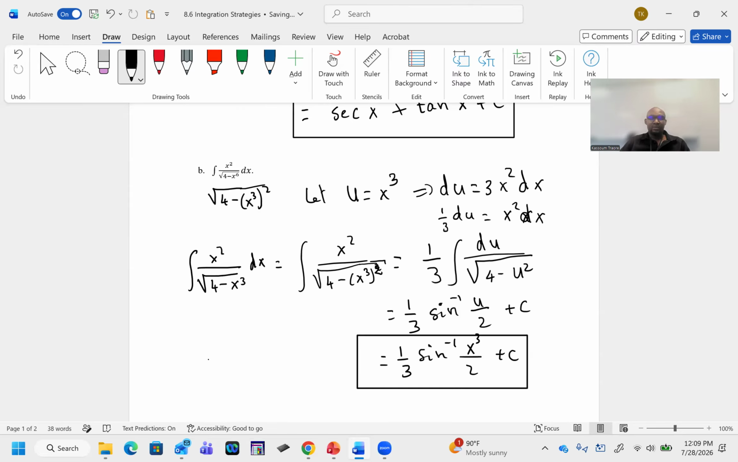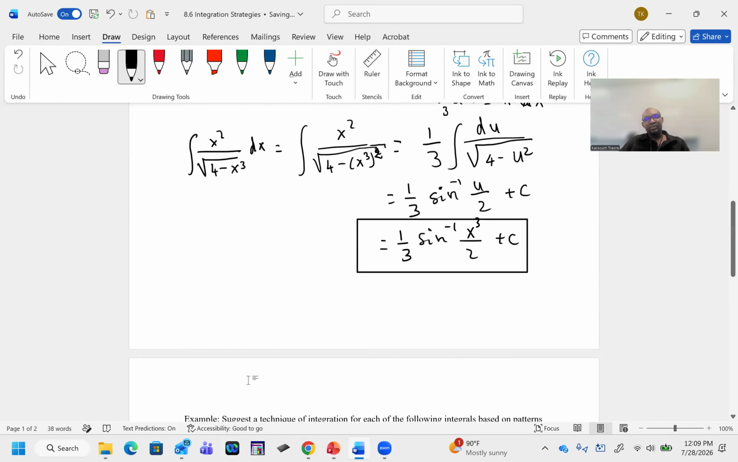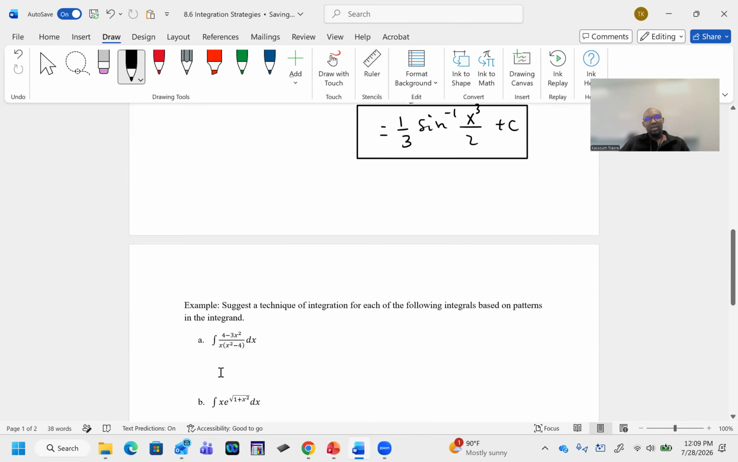Okay. So now next, we are asked to suggest a technique of integration for each of the following integrals based on the pattern of the integrand. So in this case, I'm not going to solve them, okay? I'm just going to suggest a technique for each of them.